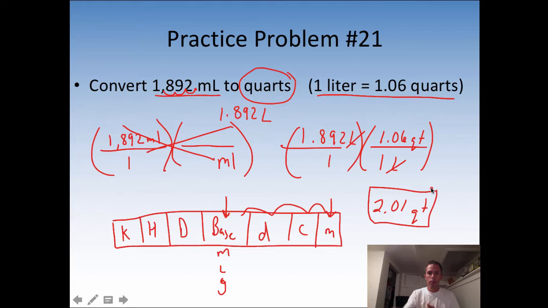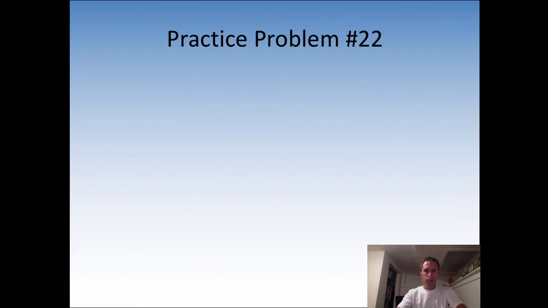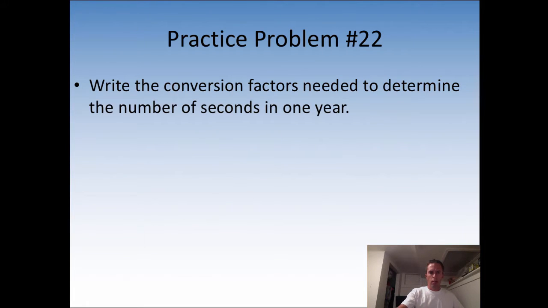So if you had 1,892 milliliters of something, it would be equal to 2.01 quarts. Easy, and we're able to convert from different units. All right, practice problem number 2. It says, write the conversion factors needed to determine the number of seconds in 1 year. Okay, this is an interesting one.